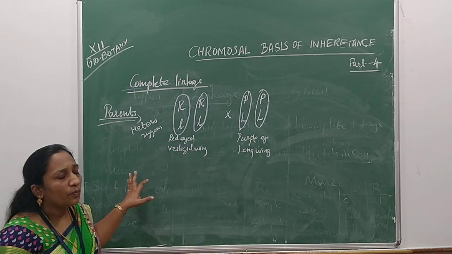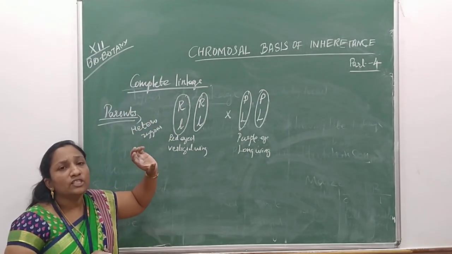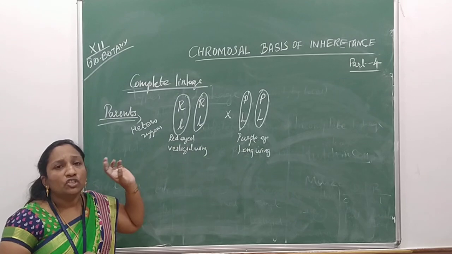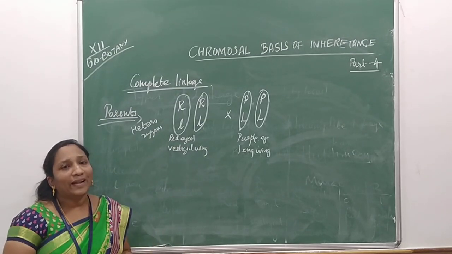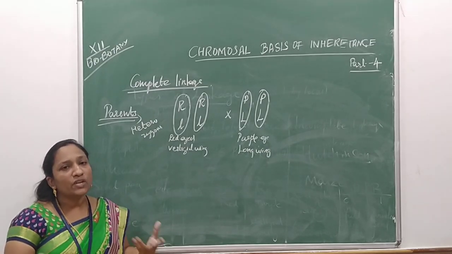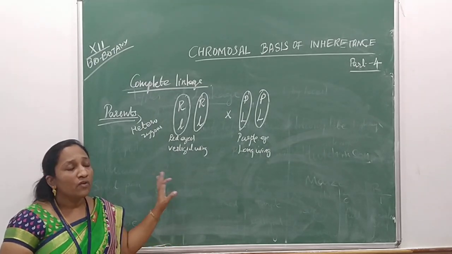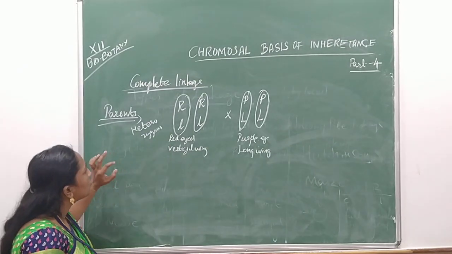Children, up to this clear? So the parents for complete linkage. Complete linkage means the genes are completely linked to each other. So if the genes are completely linked, there won't be a chance for new variety formation. New combination or new recombination will not form. So that is what you are going to prove in this cross. So the first one is this.